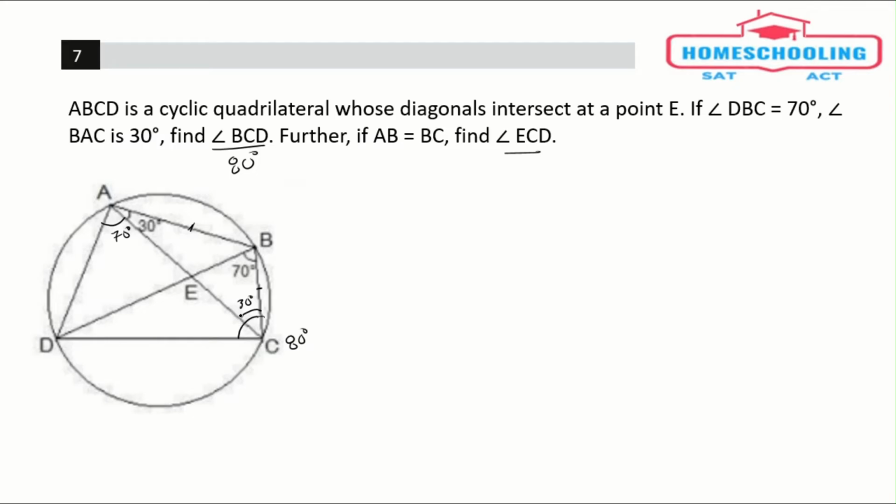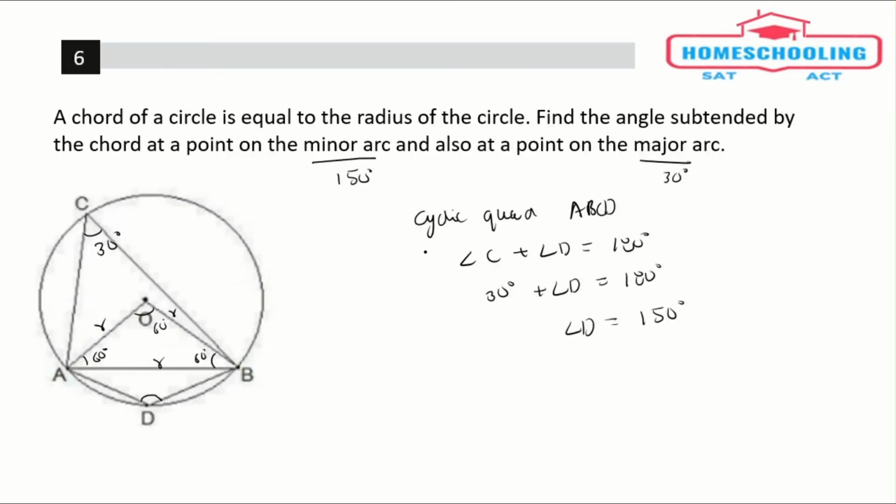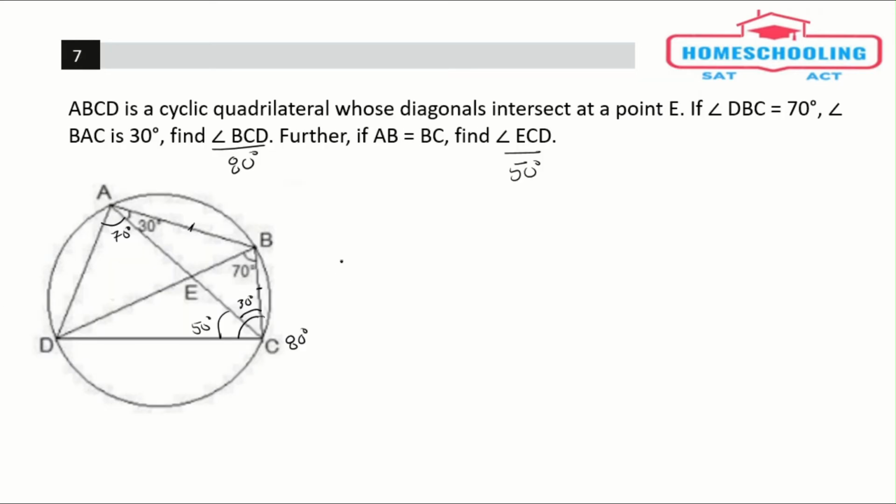So if this is 30 degree, so this is going to be your 50 degree. Hence angle ECD is 50 degree. I hope you are getting what I'm trying to teach here, because in exam you won't have that much time to write like this. You have to solve everything in front of you like this.